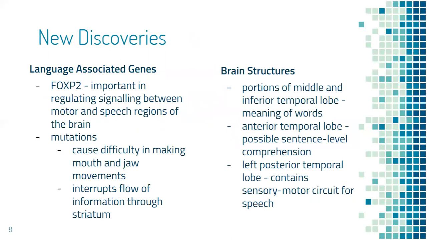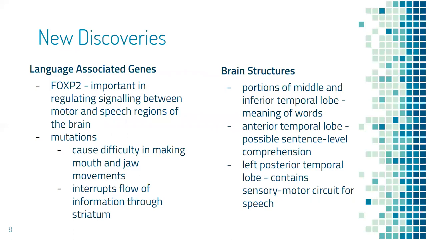We do not know everything about language processing, and recent discoveries are helping us gain a better understanding. FOXP2 is a language-associated gene that codes for a protein that switches other genes on and off in various parts of the brain. Studies have found that mutations in this gene can cause difficulty in making mouth and jaw movements that are vital for speech production.